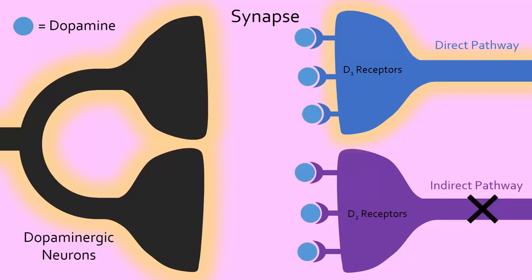This is just a taste of how complex the neuroscience in our brain is. One neurotransmitter can cause both excitatory and inhibitory effects just by binding to different receptors.